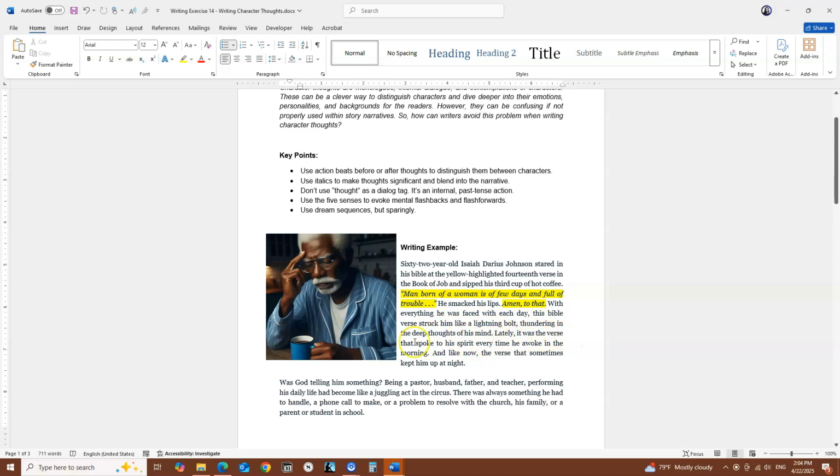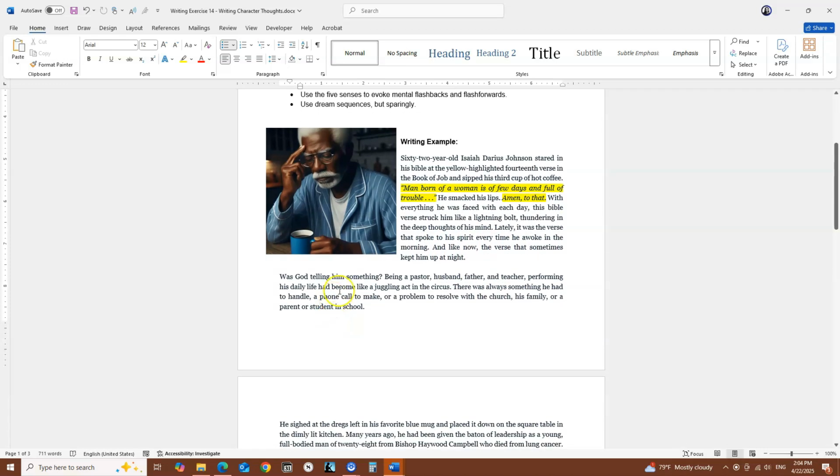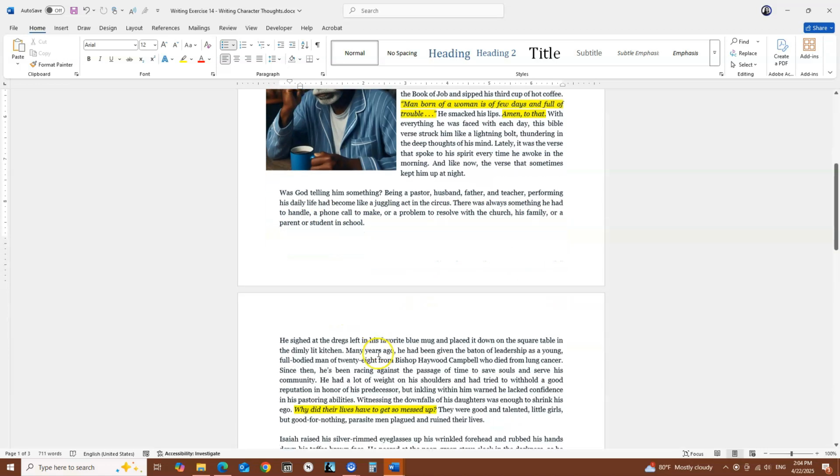Lately it was the verse that spoke to his spirit every time he awoke in the morning, and like now, the verse that sometimes kept him up at night. Was God telling him something? Being a pastor, husband, father, and teacher, performing his daily life had become like a juggling act in the circus. There was always something he had to handle, a phone call to make, or a problem to resolve with the church, his family, or a parent or student in school.